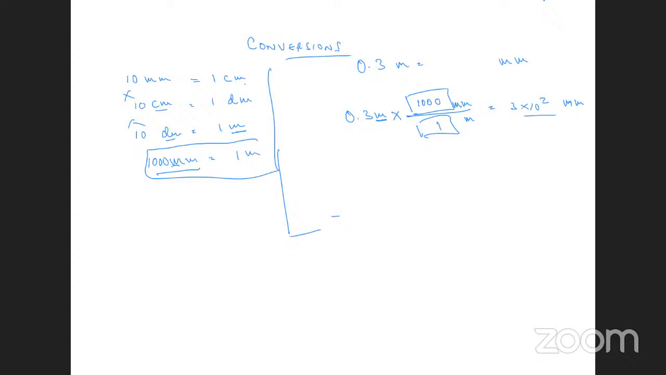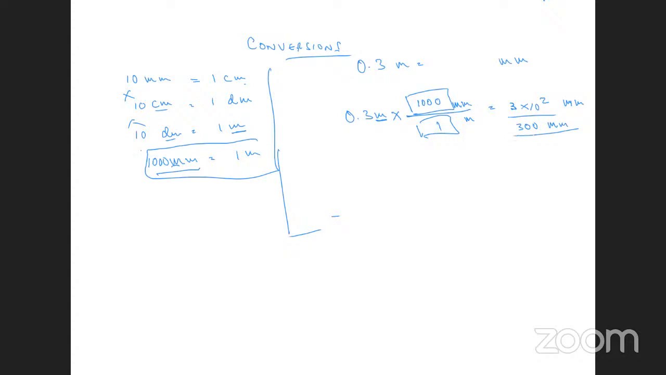Why 3 times 10 to the power 2? Because that's scientific notation. That's another video I will do about scientific notations. So you multiply 0.3 times 1000. Here it is 300 millimeters. That's what I have written as 3 times 10 to the power 2.